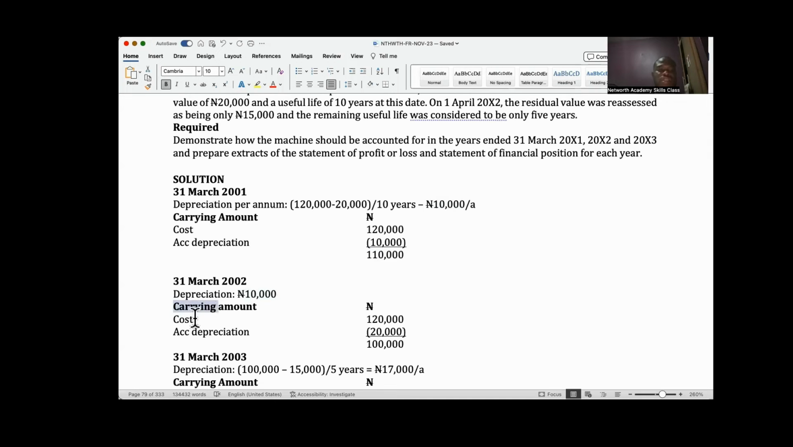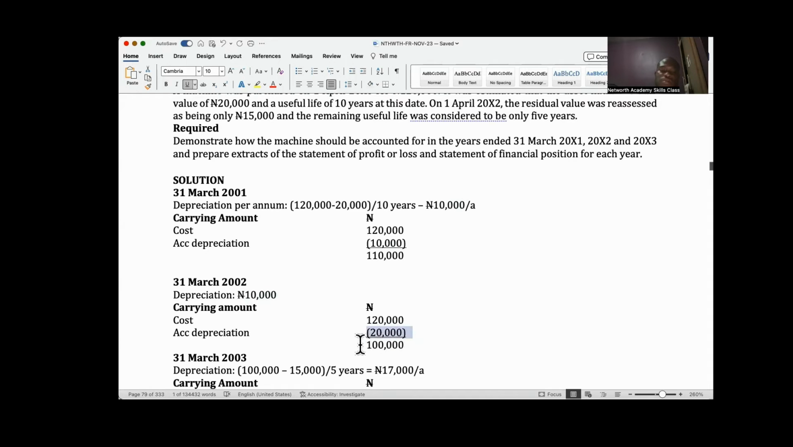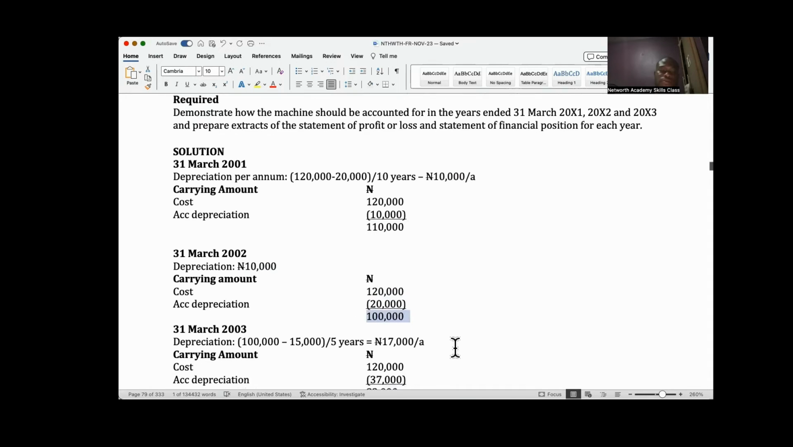My carrying amount is my cost, which is 120,000, minus accumulated depreciation of 20,000, which is 10,000 in year 1 and 10,000 in year 2, making 20,000. My carrying amount is 100,000.